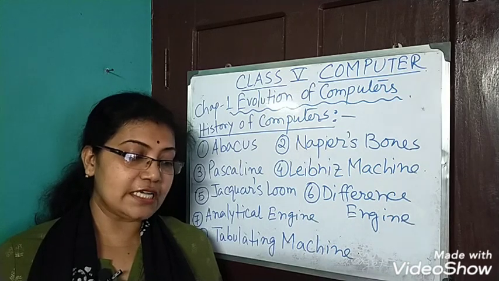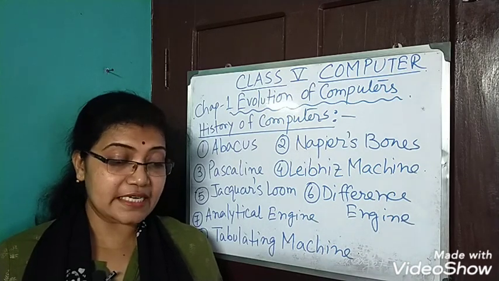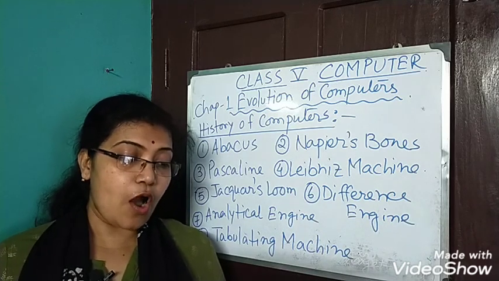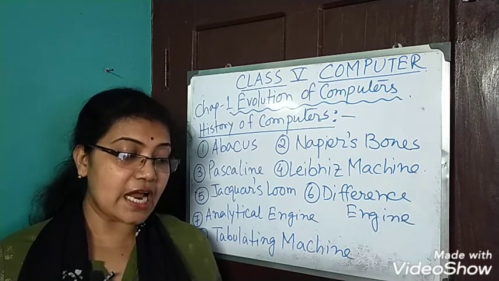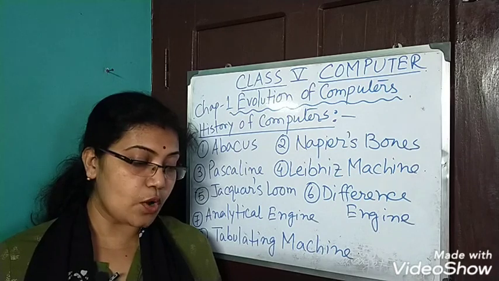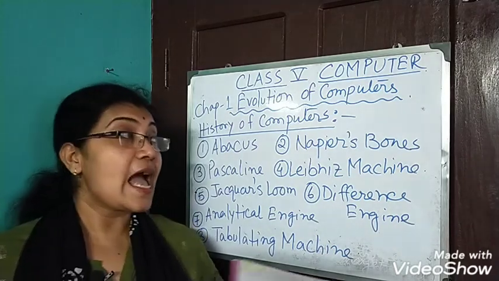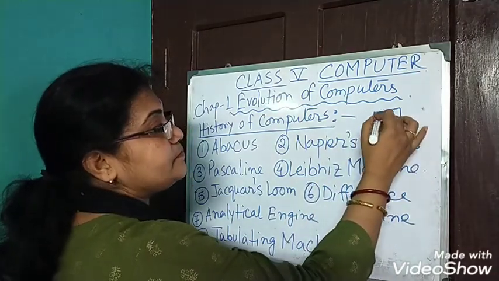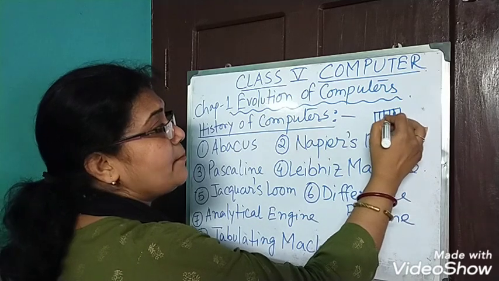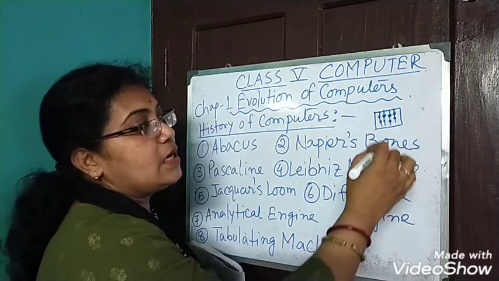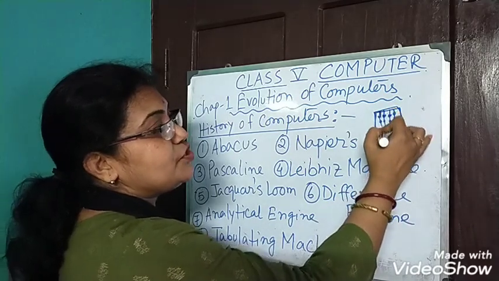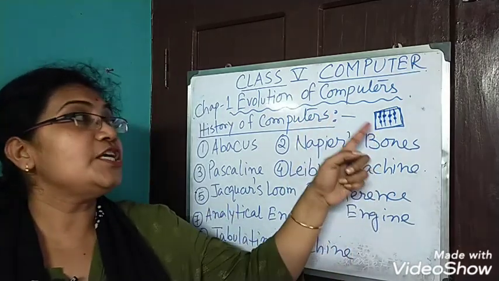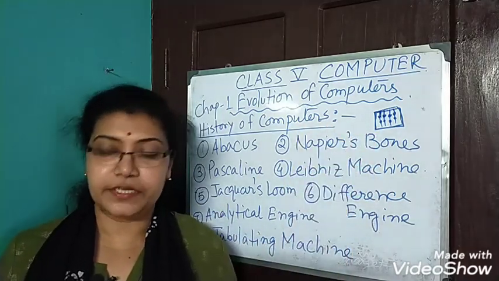Abacus is used for counting and calculating. It consists of beads or discs that can be moved up and down on a series of sticks or strings within a rectangular wooden frame. It is based on the concept of place value. Yes, so many students have learned abacus. Abacus looks like this. There are some strings and some movable beads on this wooden frame. This is called abacus. Earlier days, it was used for calculating and counting.